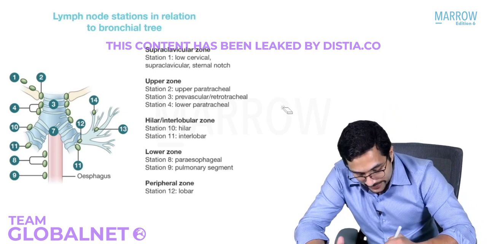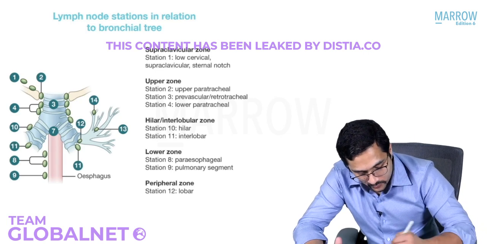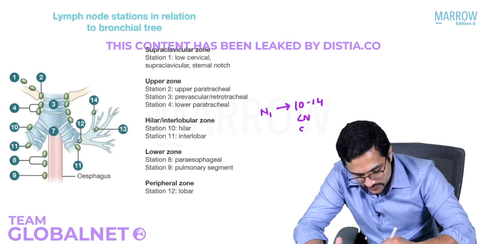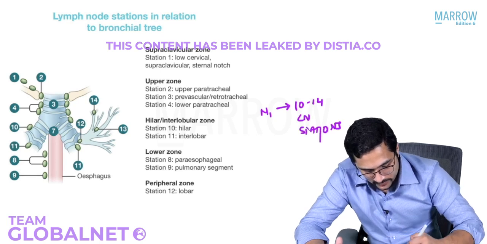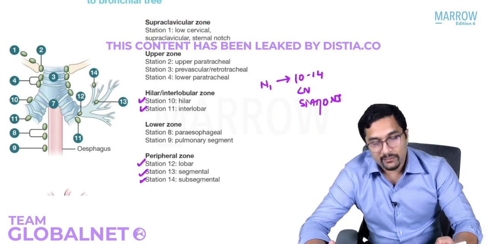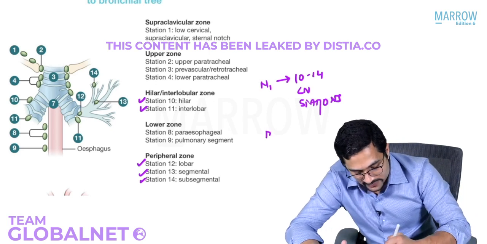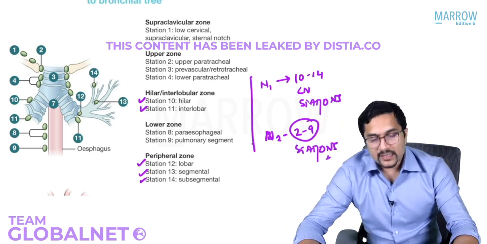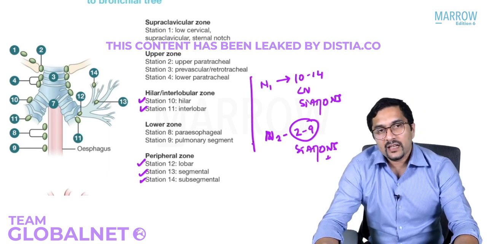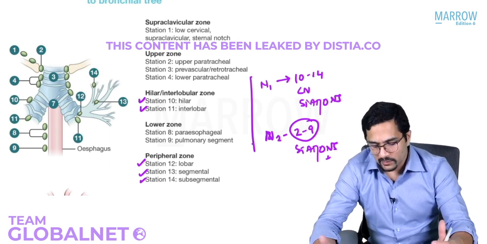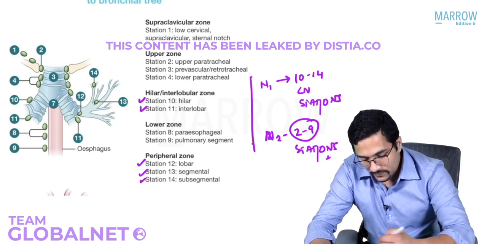You should know that N1 are 10 to 14 lymph node stations. So lymph node stations number 10 to 14. So hilar, interlobar, lobar, segmental and subsegmental. These are N1 lymph nodes, whereas N2 lymph nodes will be 2 to 9. So 2 to 9 stations are N2 lymph nodes. So this is how it helps us in classifying these lesions or lung cancers. Again, this has not been asked, just for your information. This has been written in Bailey, so I wanted you to know.